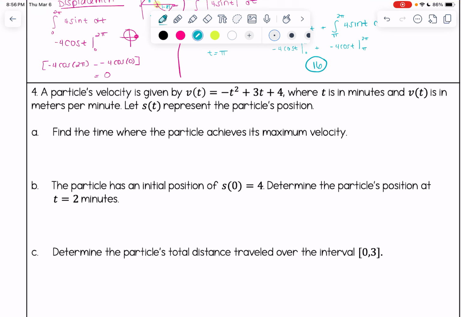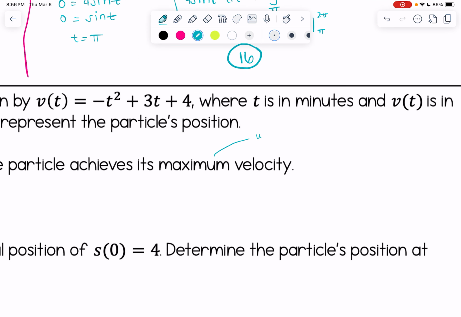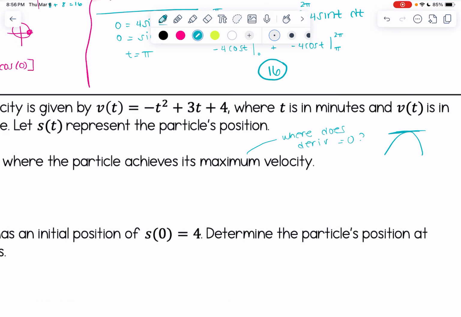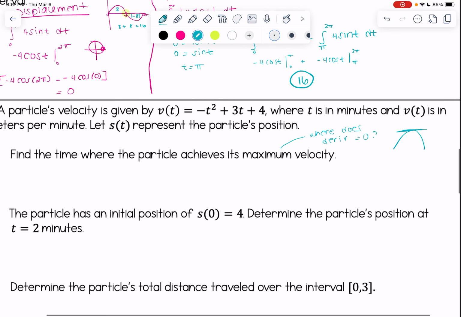So whenever we're looking for maximum, or minimum for that matter, but this problem is maximum, that's really looking for an extrema. And if we think about how we found extrema earlier in the year, that's basically asking ourselves, where does the derivative equal 0, right? If you think about the maximum of a curve, it has a horizontal tangent line, meaning the slope or the derivative is 0. So what we're going to do here is take the derivative of this function. So realize that the acceleration is the derivative of velocity.